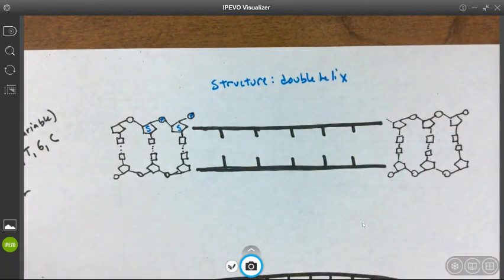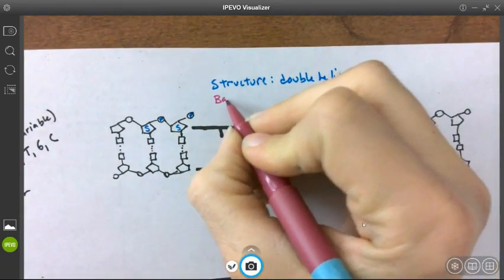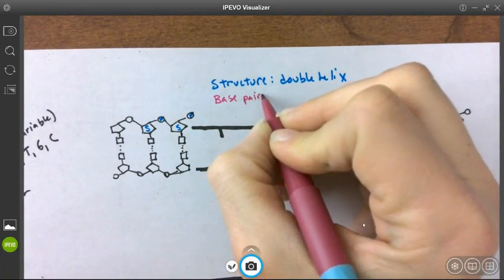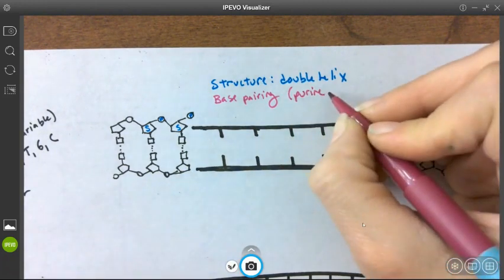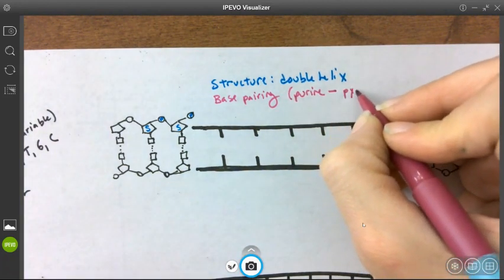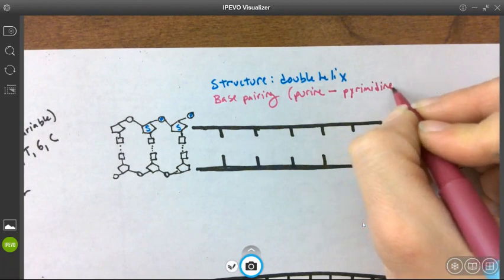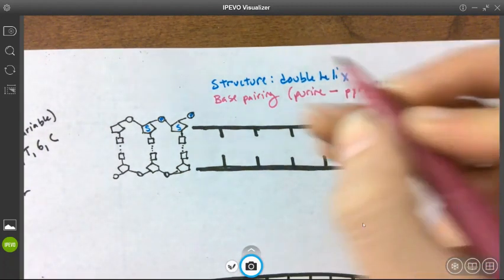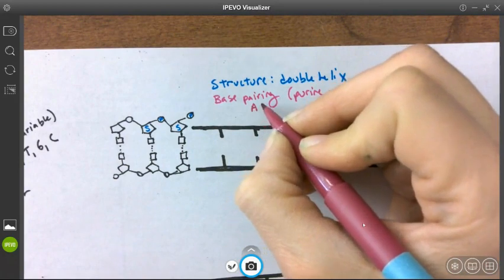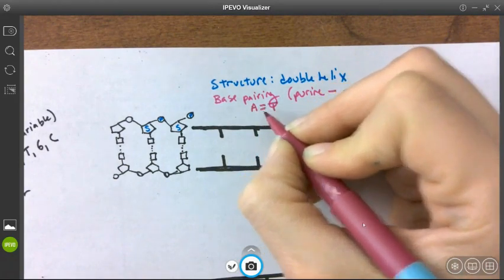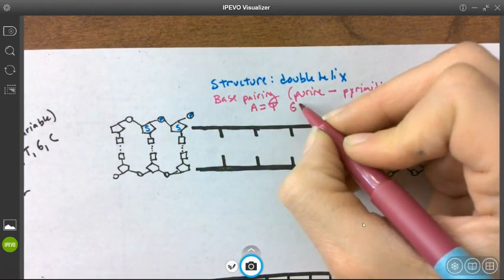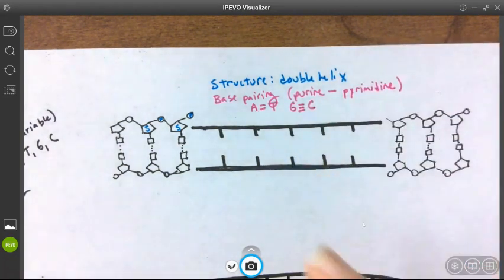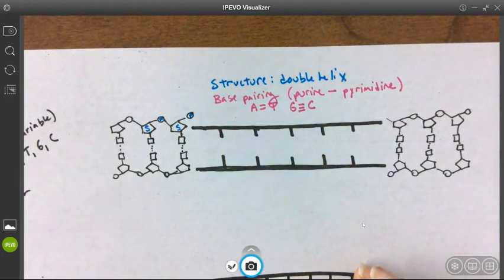Okay. If we think about base pairing, we'll remember that a purine, which is a 2-ring structure, always pairs with a pyrimidine, which is a single ring structure. So in the case of DNA, A pairs with T using 2 hydrogen bonds to hold them together in the middle, and G pairs with C using 3 hydrogen bonds to hold them together in the middle.